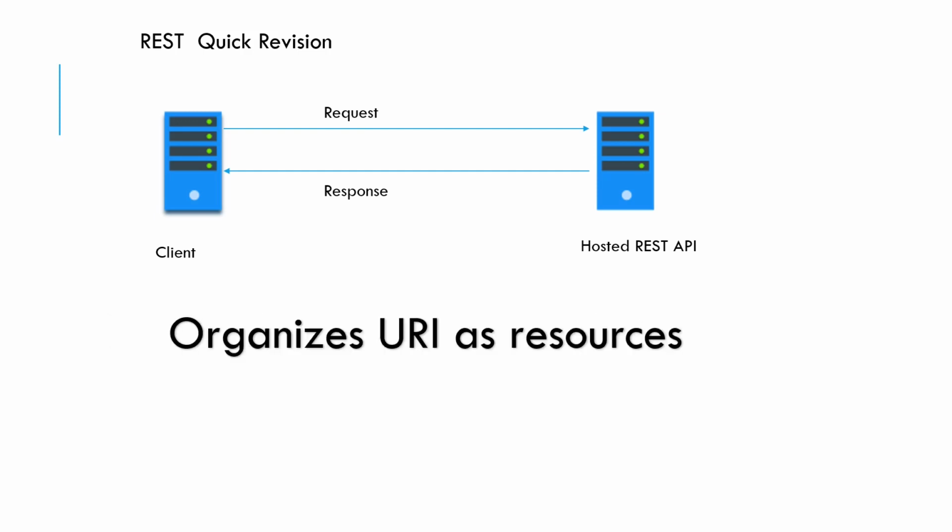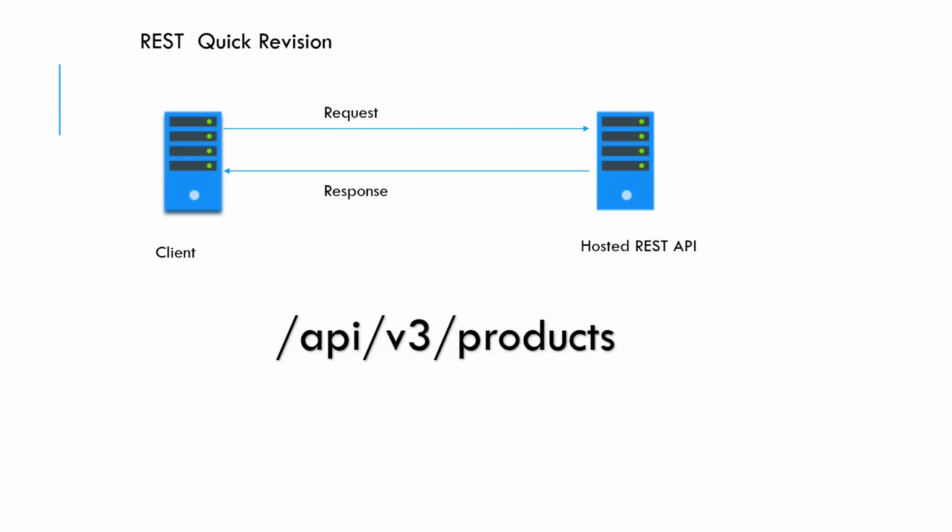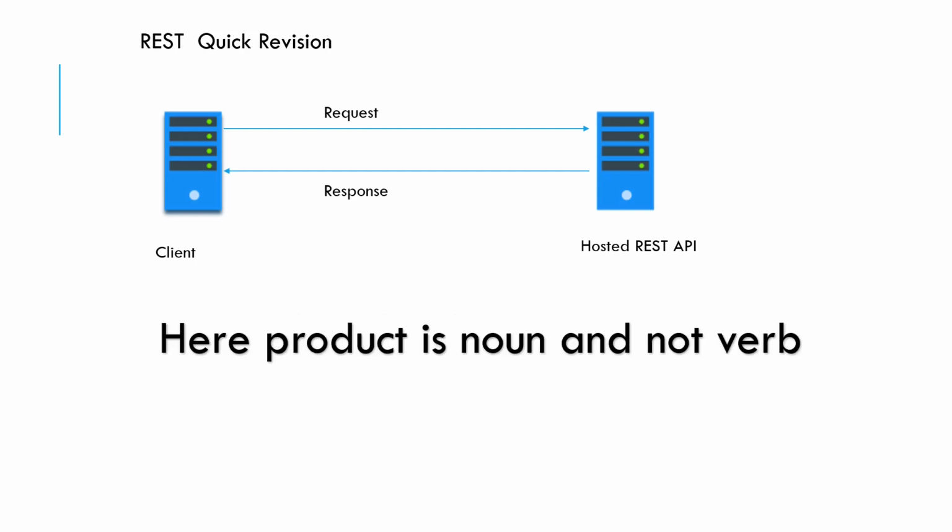Whatever resources, whatever URIs we have in REST, we organize them as resources. So we do not use verbs like get product or get ID, because we always use nouns. Suppose here you can see that we have this API /vc/products. Products is a noun, it's not a verb. You can see that in the previous URI, product is a noun, not a verb.